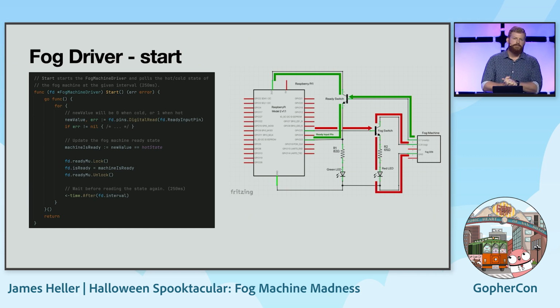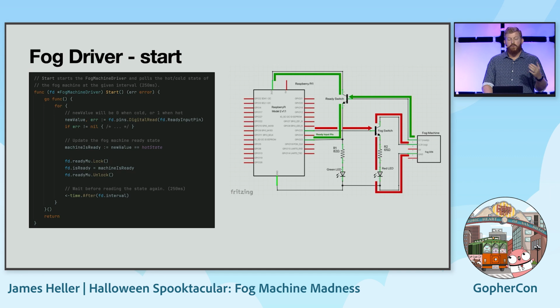I used GoBot to interface with the hardware pins, and errors and contexts are omitted for brevity. There are 2 main pieces to the fog machine GoBot. The first is the driver, which handles that low-level hardware pin interface, and then there's the controller, which handles the higher-level question of, should I run fog?